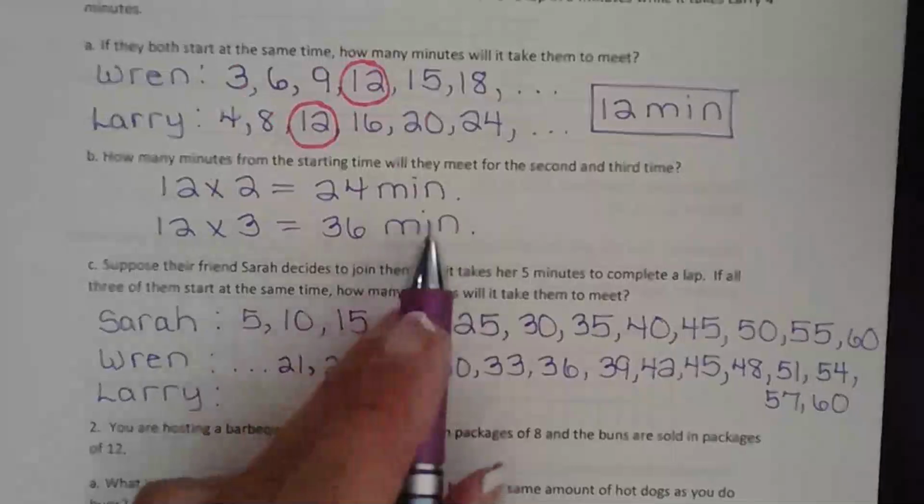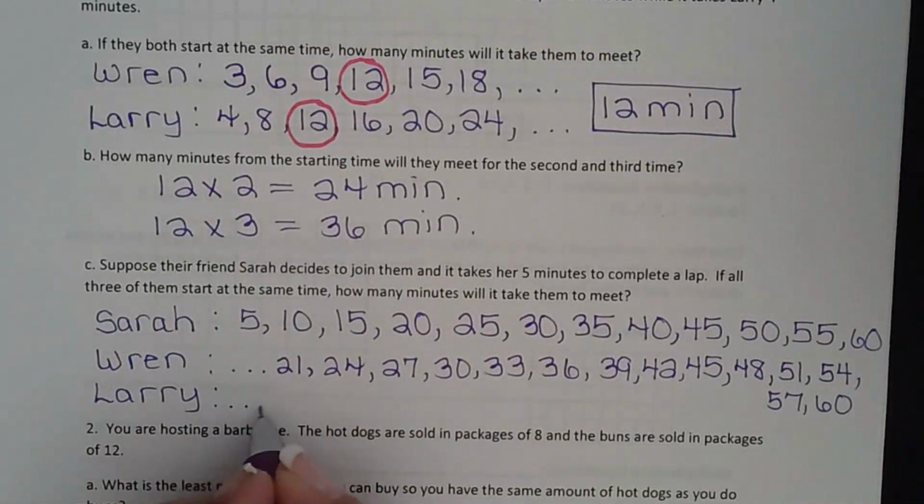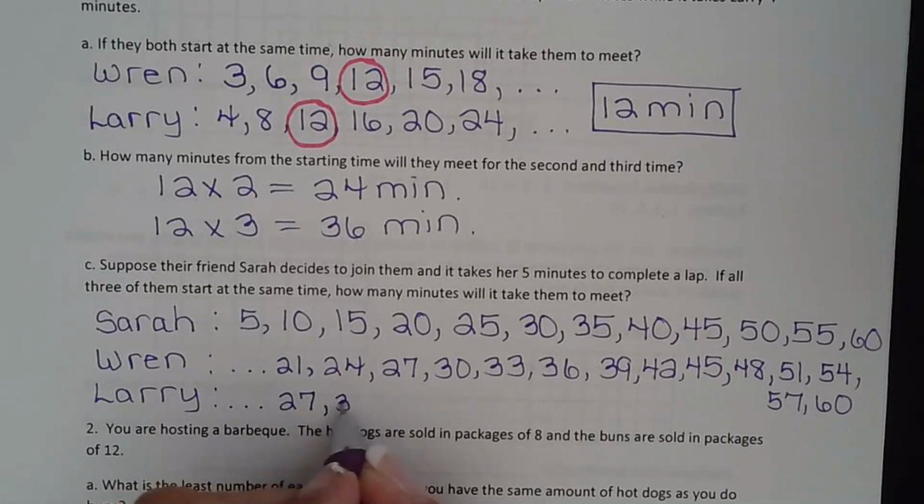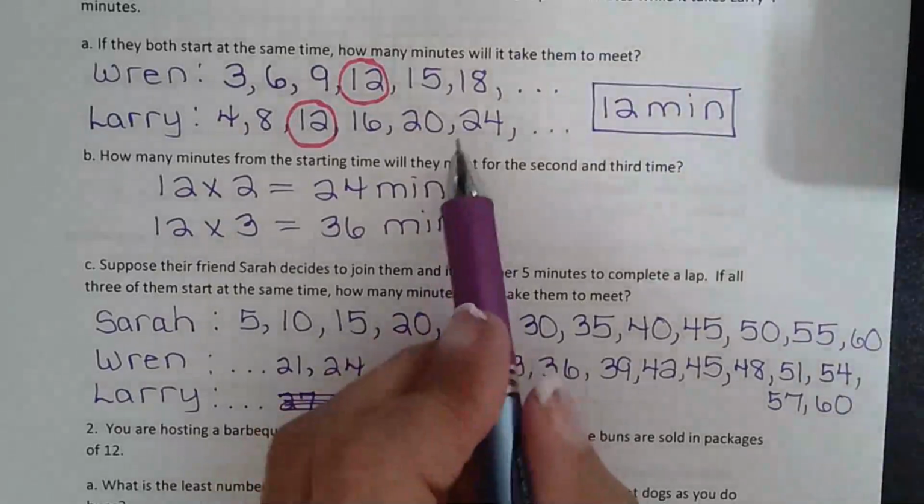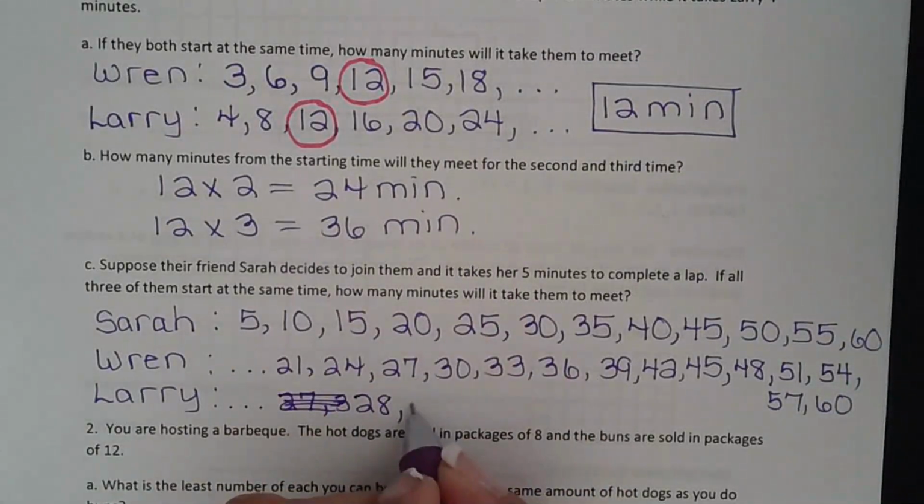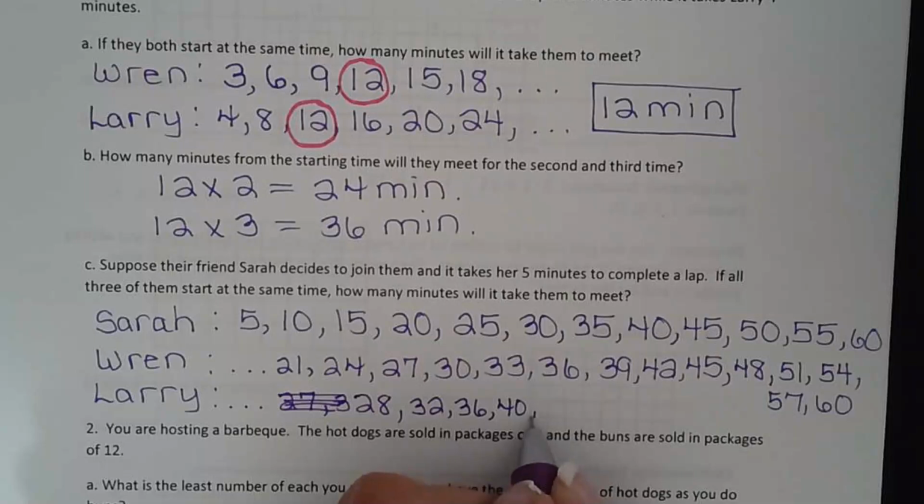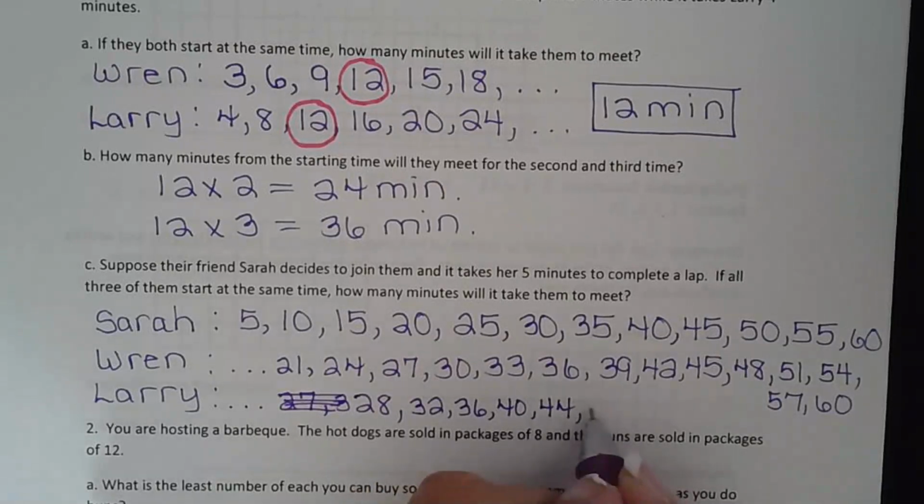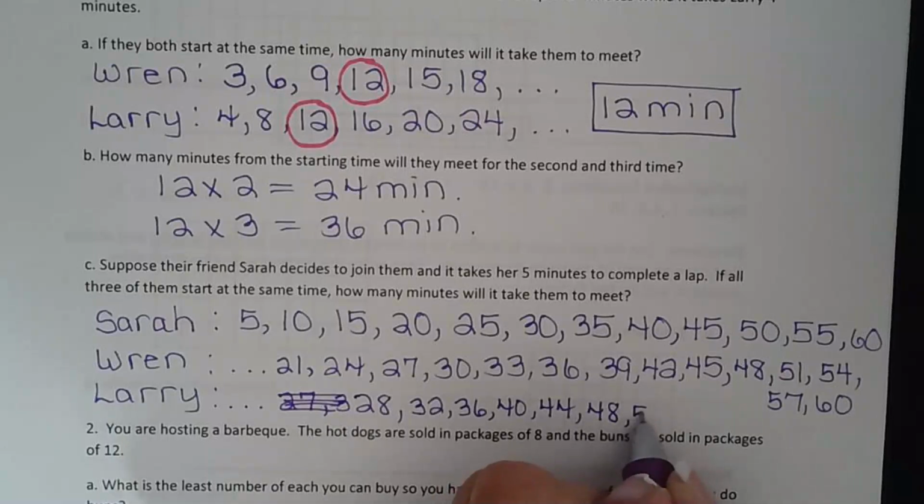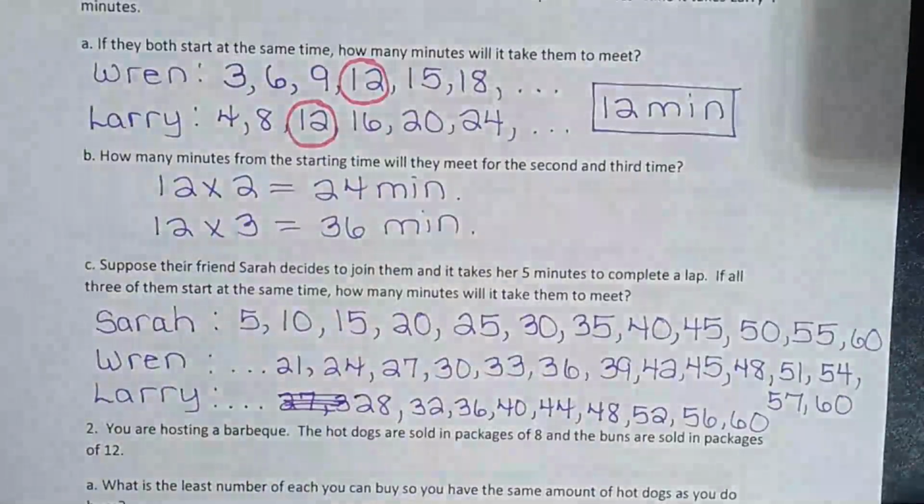And then Larry, we got to pick up after 24. So we have 27, 30, nope. I started counting by 3s for Larry. Larry goes by 4s, so 28. So I'm just adding on to Larry's last time. Add 4 more, 32. Add 4 more, 36, 40, 44, 48, 52, 56, 60. Okay, so now we have a good list.